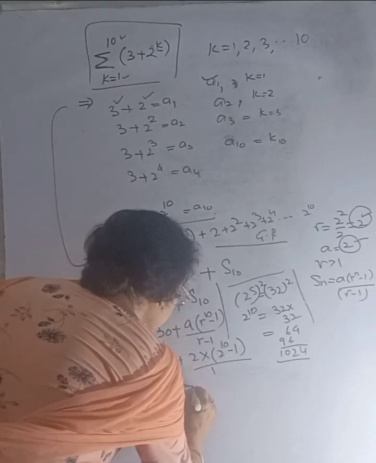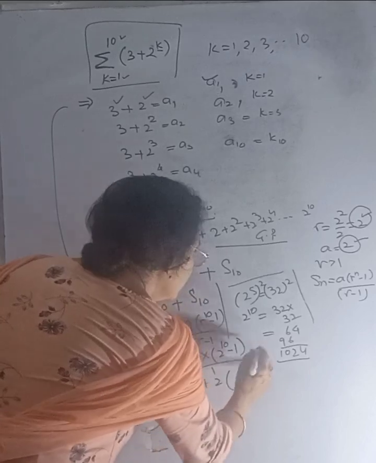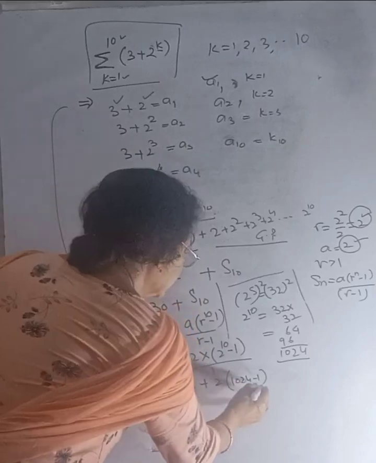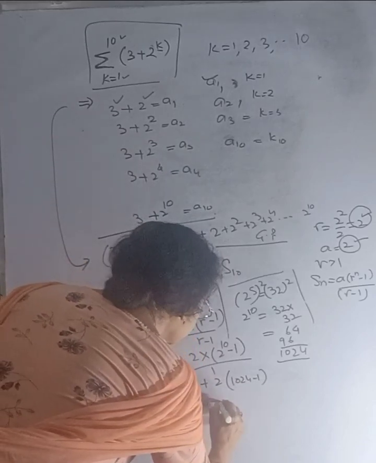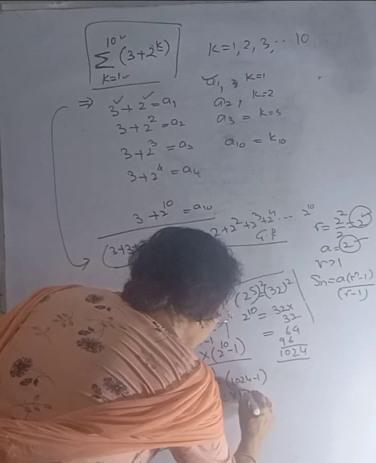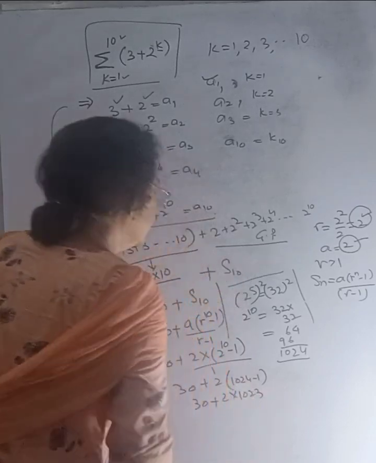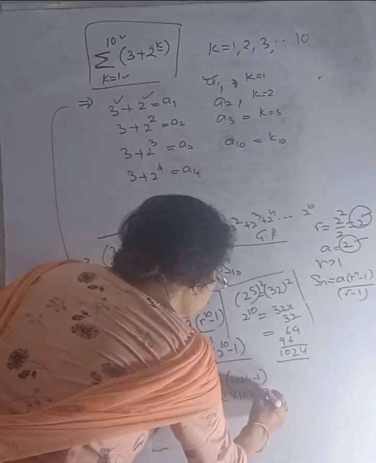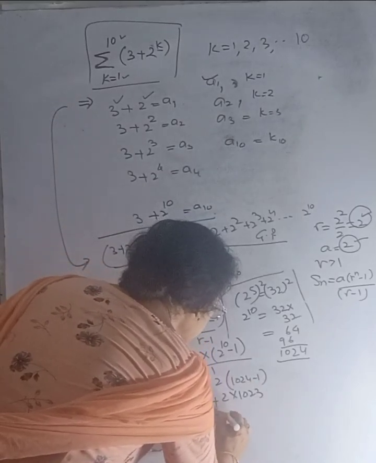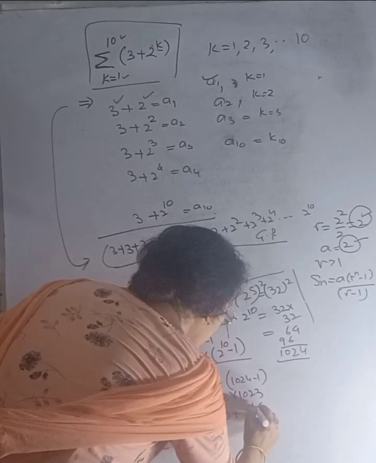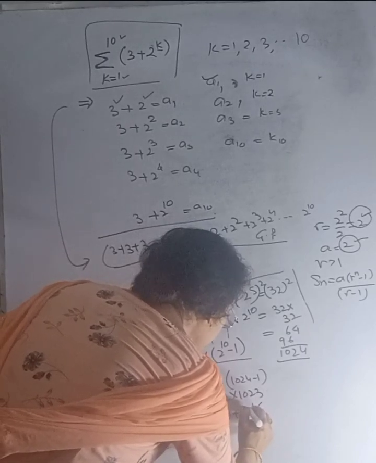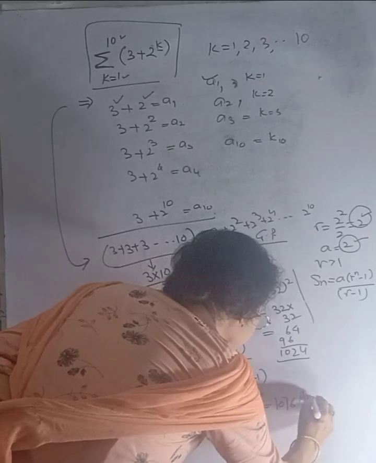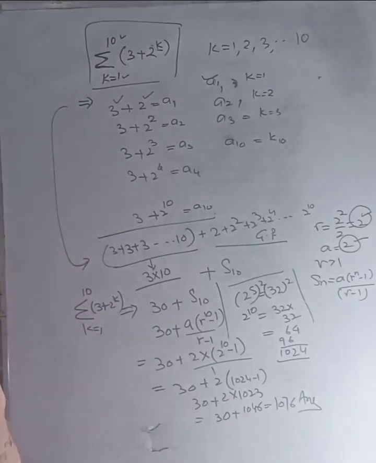This will be 30 plus 2 into 1024 minus 1. That is equal to 30 plus 2 into 1023, which is 30 plus 2046, that is 2076. This will be the answer.